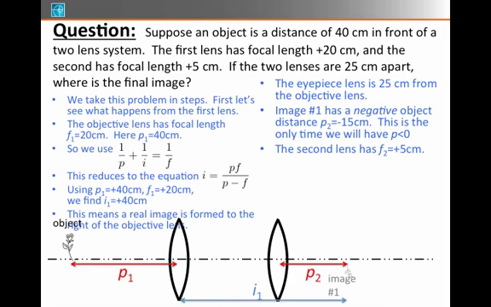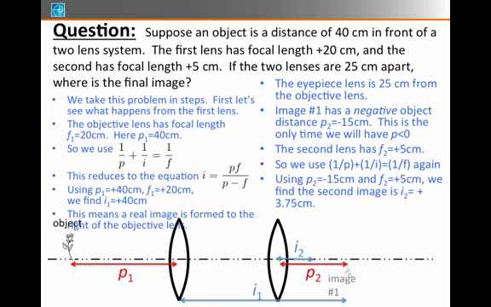And the second lens has a focal length of plus 5 centimeters. We were told that. We again use our usual equation, 1 over P plus 1 over I equals 1 over F, but we now have to use our negative number for P and our positive number for F. If we do that, we find that I2 comes out to be a positive number. It's plus 3.75 centimeters. That means it's over to the right of the lens, and it's a real image. That means it's going to be inverted relative to its light source. So image number 2 will be flipped back up above the axis, and it's a positive distance, which means it's over to the right of that second lens.